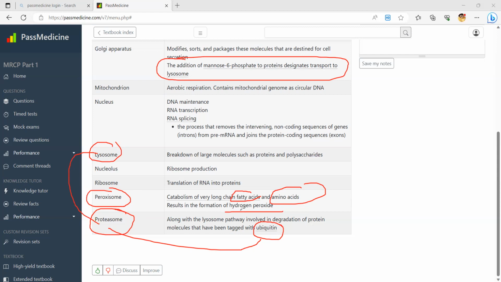So these are the most frequently asked topics in the MRCP exam, and you will get lots of questions in past tests from the cell organelles. It's very important.